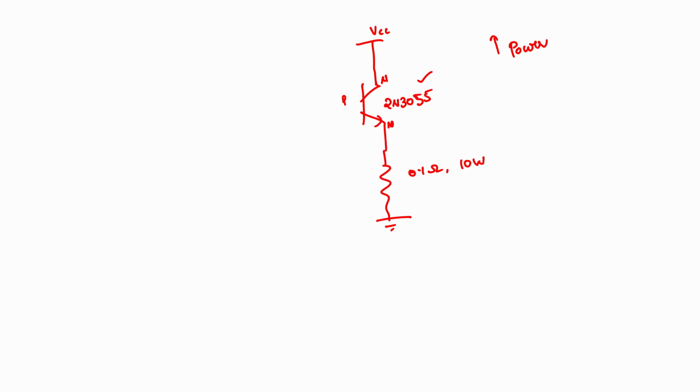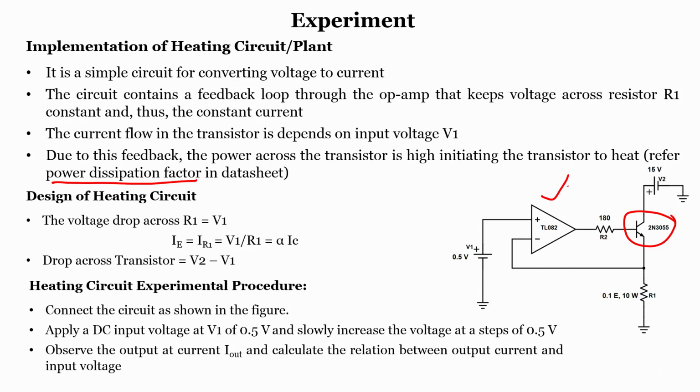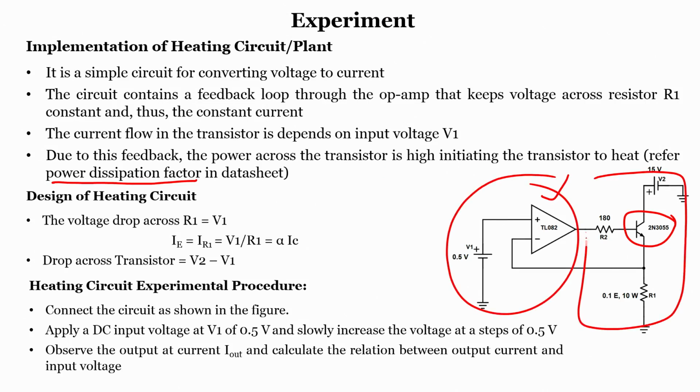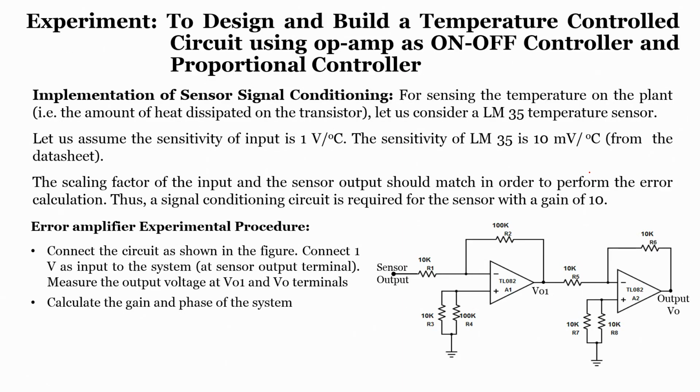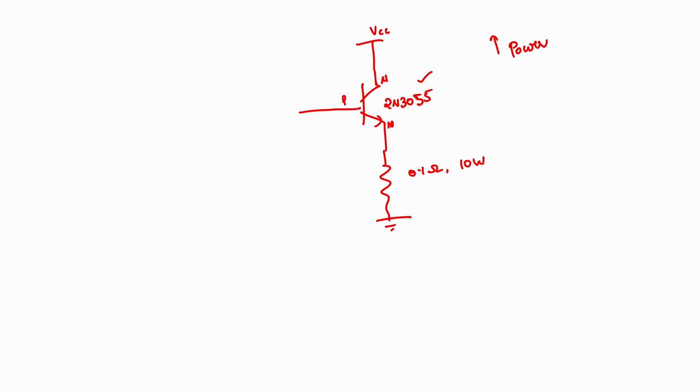Forget about how exactly it heats for now; first we will understand the working of this particular circuit. If you clearly see the difference between the previous circuit and this circuit, we do not have this particular portion, we have taken only this portion. We will also take an R2 resistor, which is of 180 ohms.